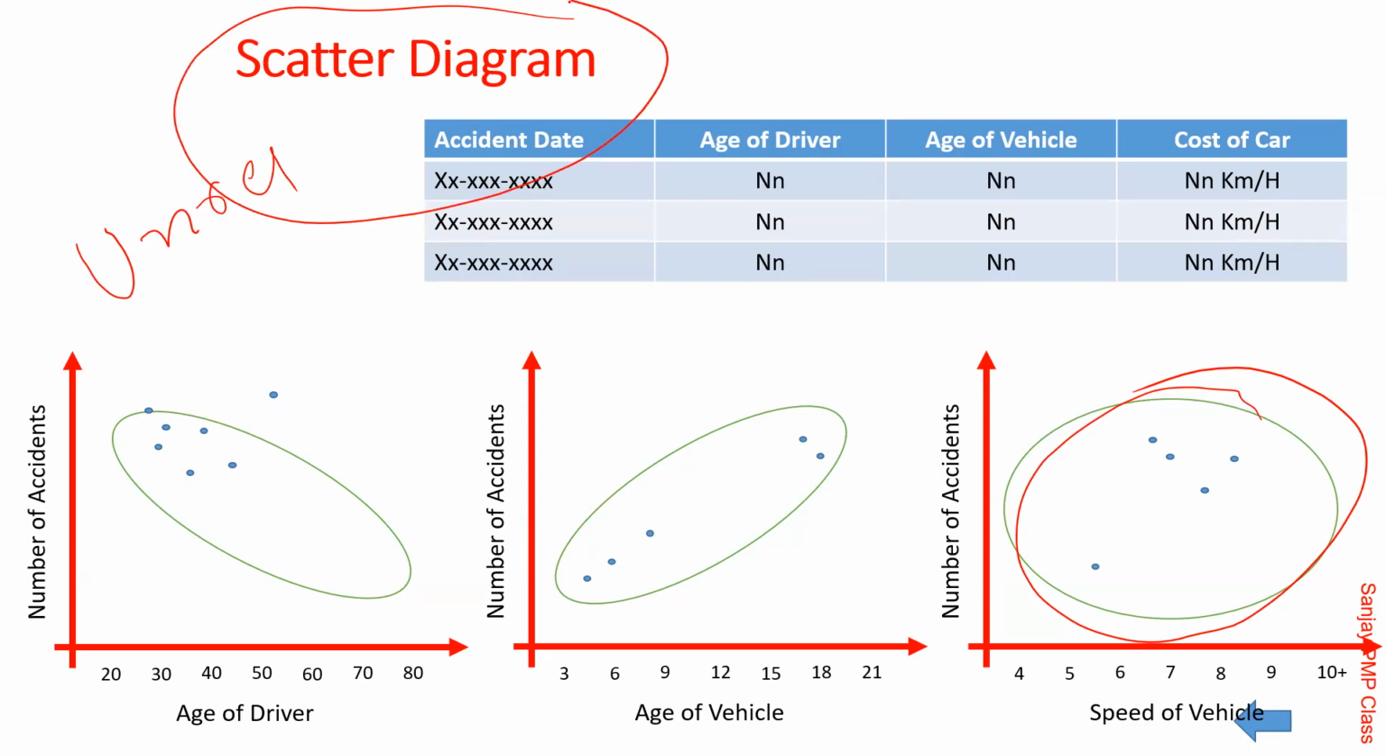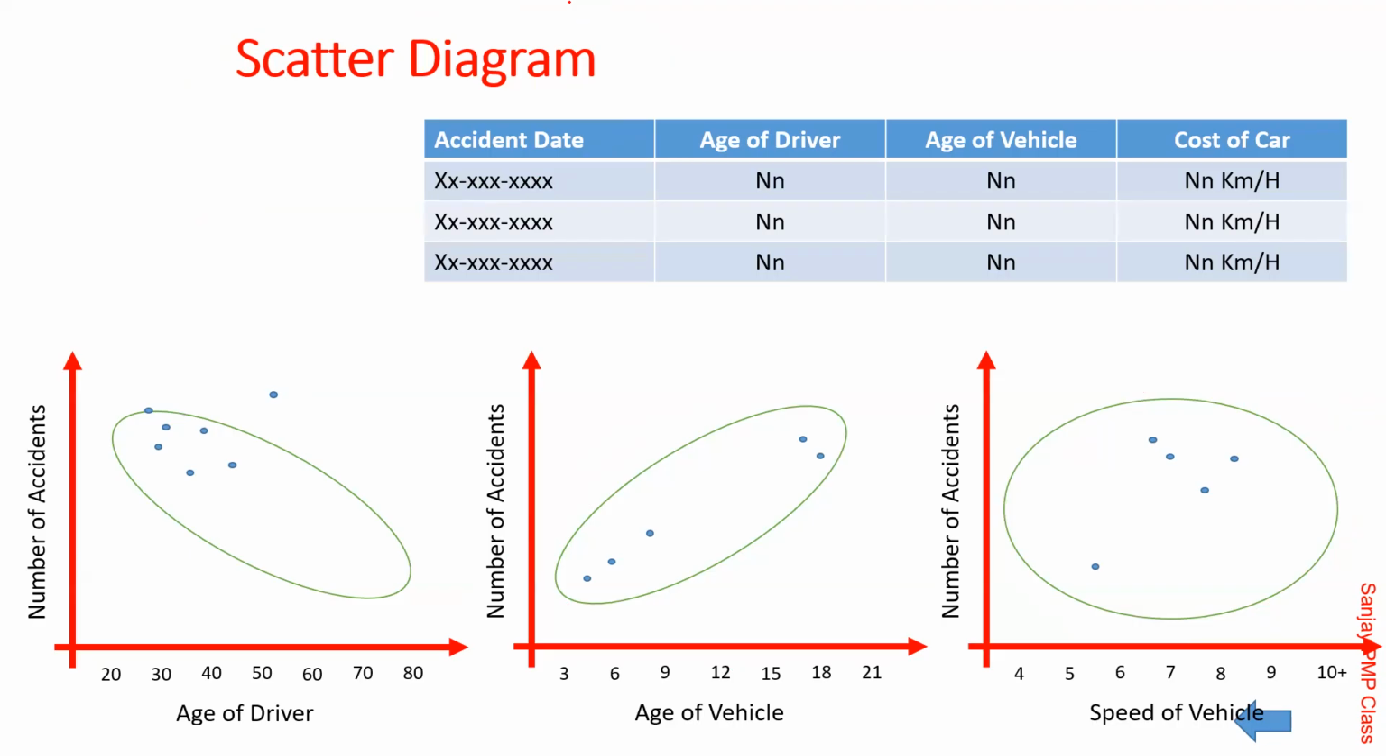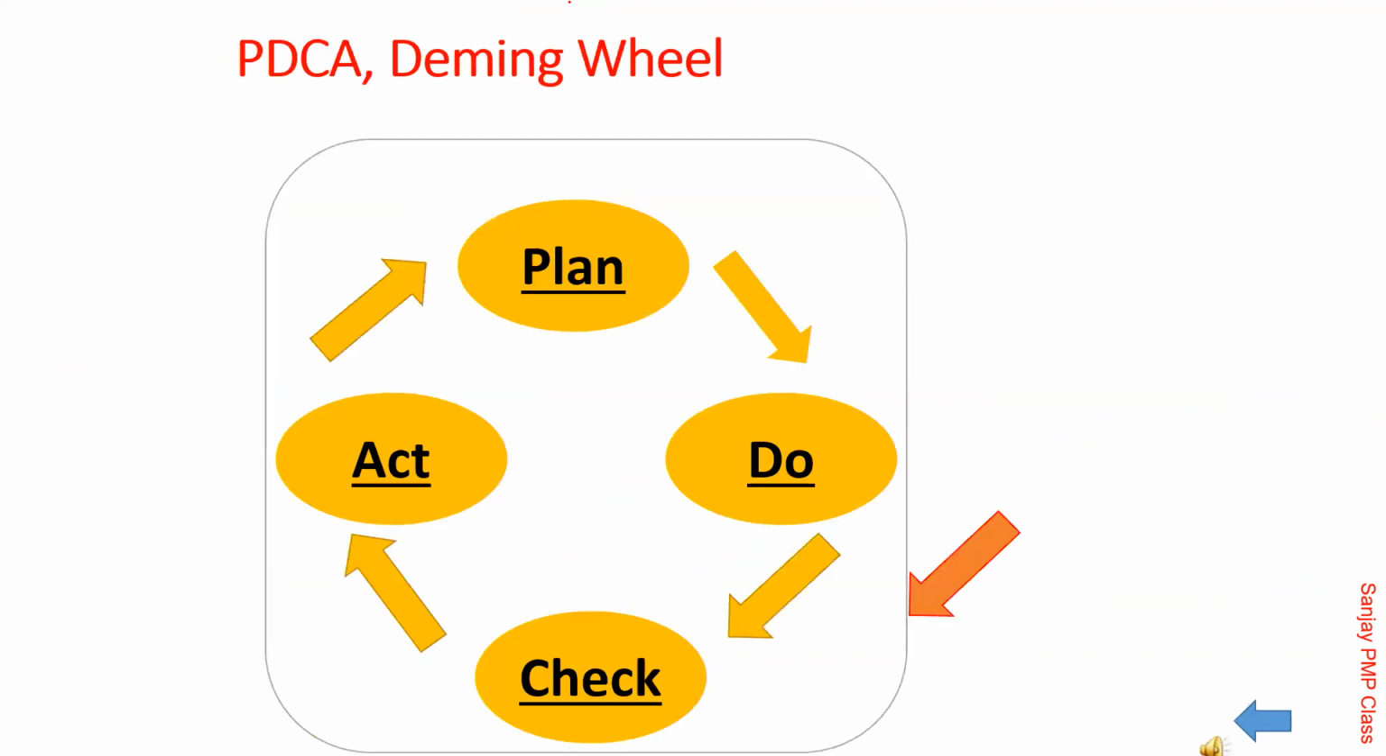So basically, when you want to identify which of multiple reasons is contributing to one result, you can study it with a scatter diagram. So that's the scatter diagram.